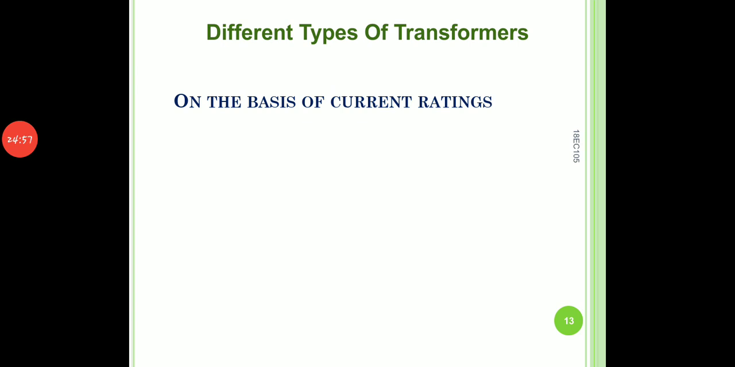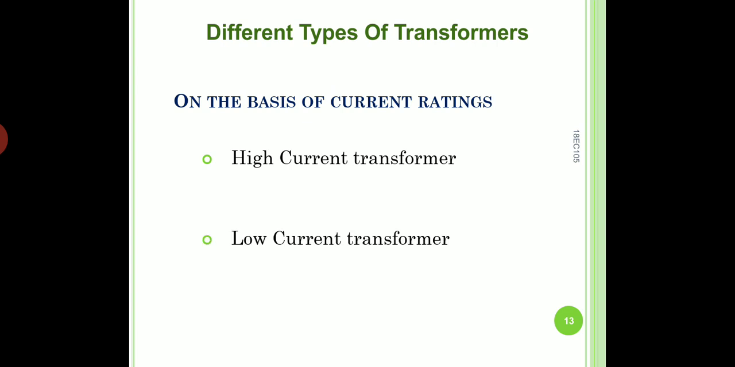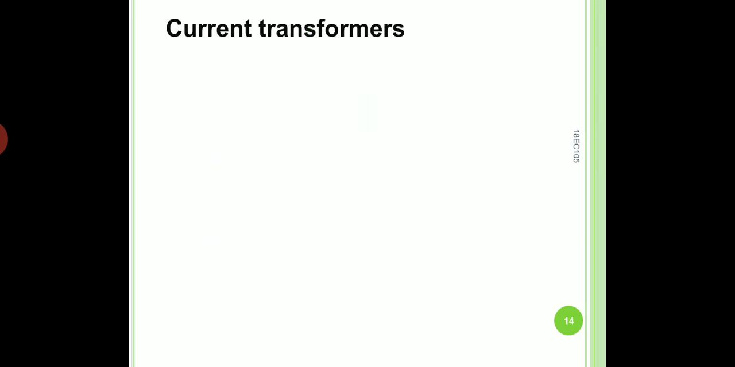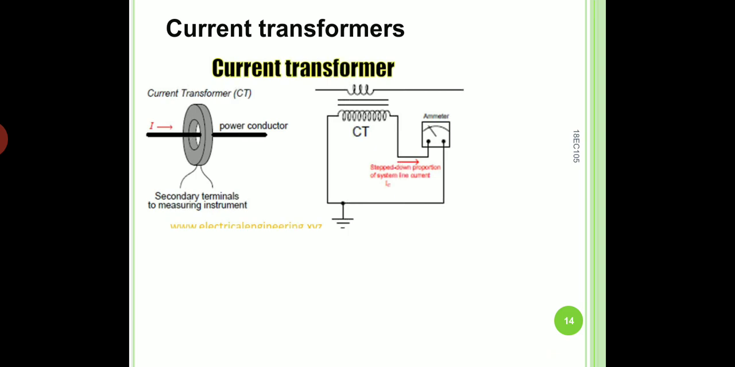So on the basis of the current ratings, they are actually divided into high current transformers and low current transformers. Let us see some models of these transformers. This is the principle of working of a current transformer. They are used for instrumentation as well, to sense the current that is passing through. We'll see the models in different ways, and this is the basic principle of current transformer working.